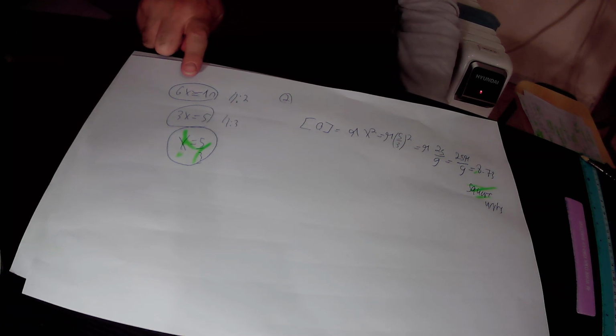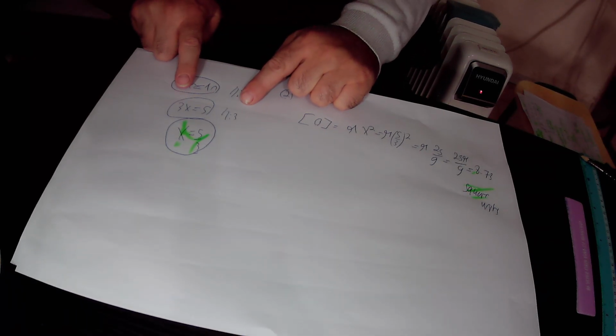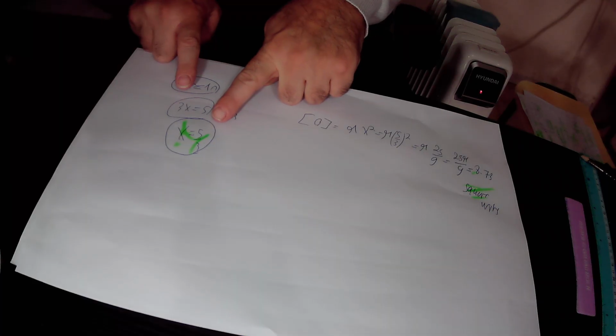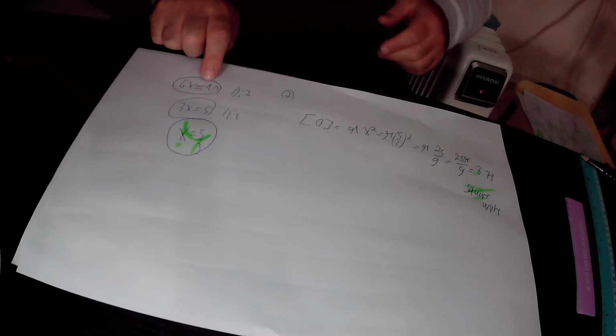Here we divided this equation by 2. 6x over 2 is 3x, 10 over 2 is 5. So in total, 3x equals 5. Here we divided the equation by 3 and found that x equals 5 thirds.